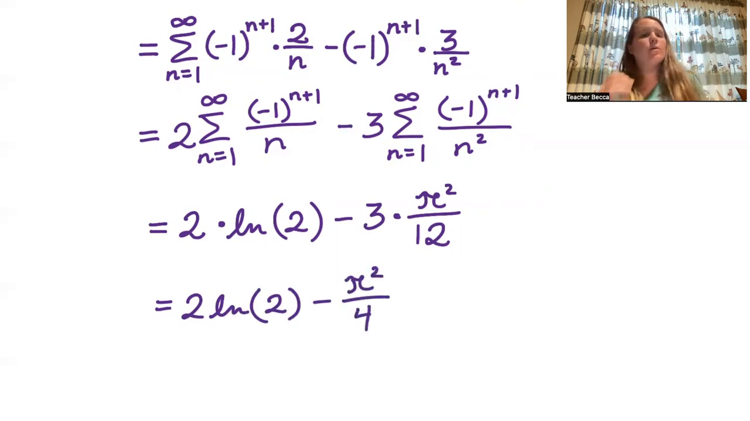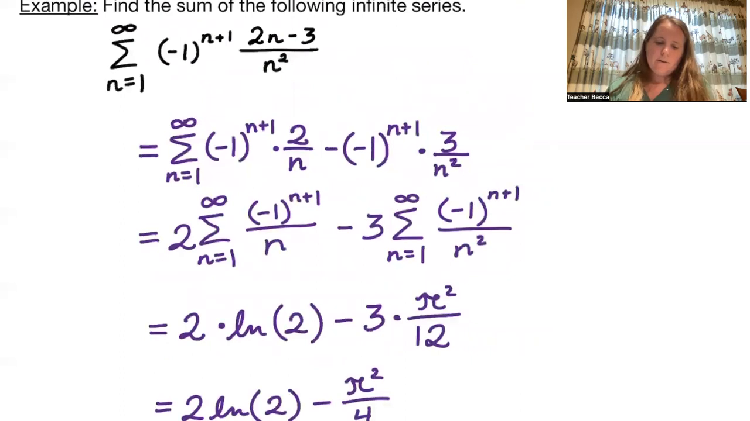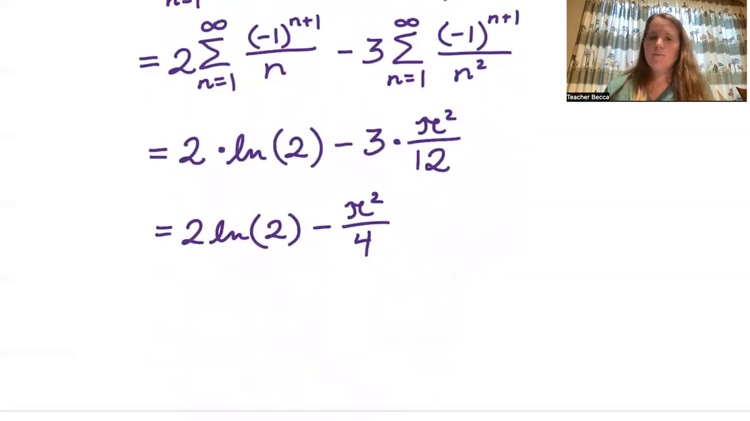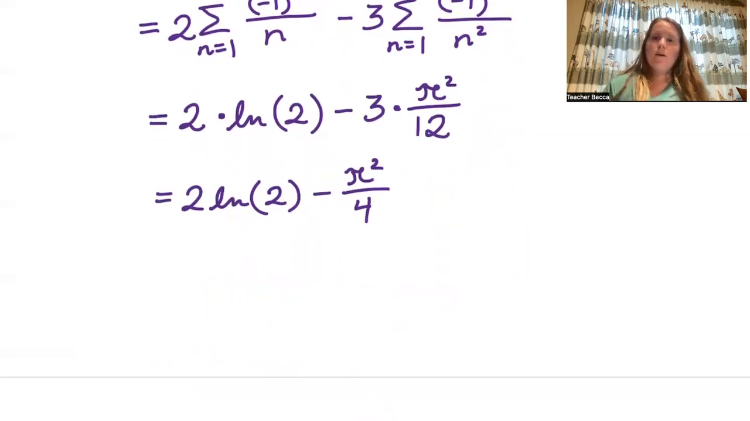So this is how we can go about using those rules and using some of the series that we do know to evaluate what a more complicated series converges to. Obviously, this will not work for all series. These happen to split into a combination of series that we did know. So this was one that we could evaluate using previously known series. All right.